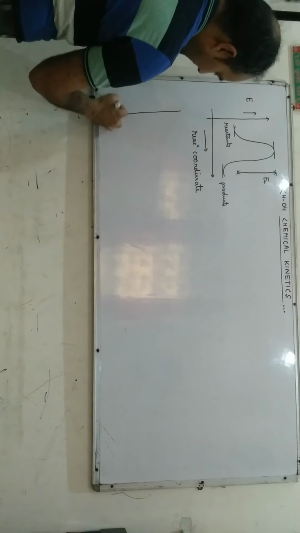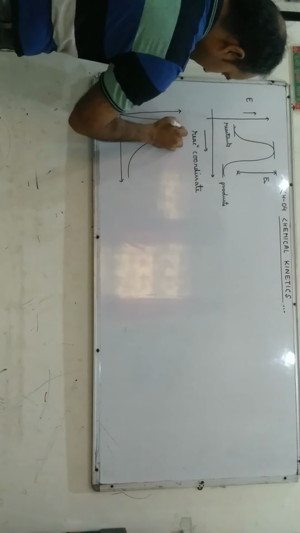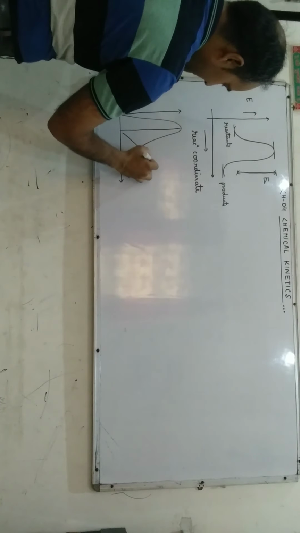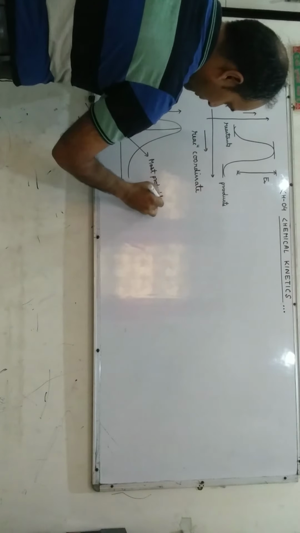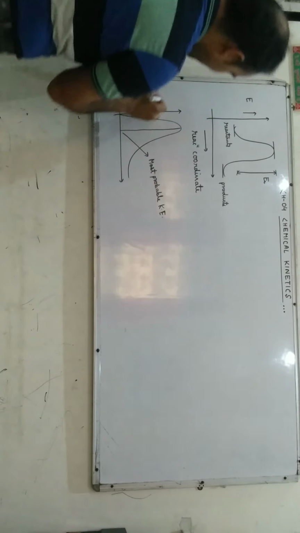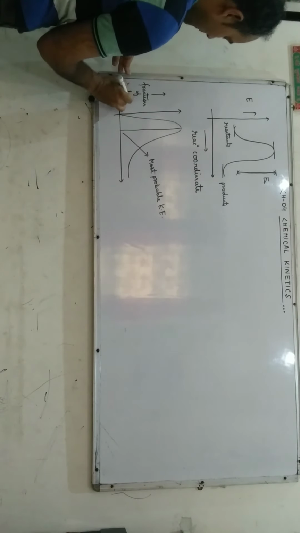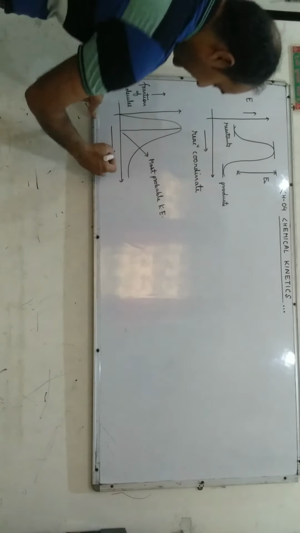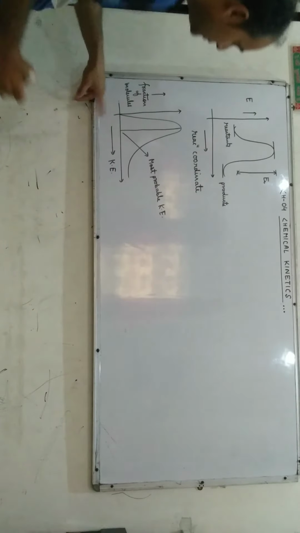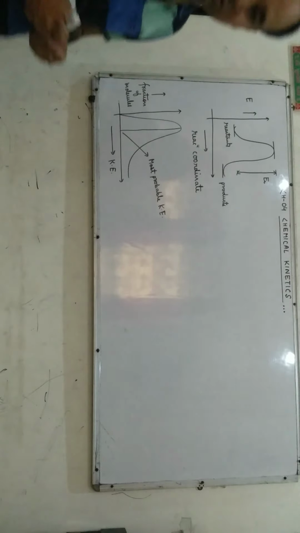For most probable kinetic energy, there is a graph like this, and this indicates most probable kinetic energy. Here is the fraction of molecules, and here is kinetic energy. So it is a graph which indicates most probable kinetic energy. Now let us discuss collision theory.